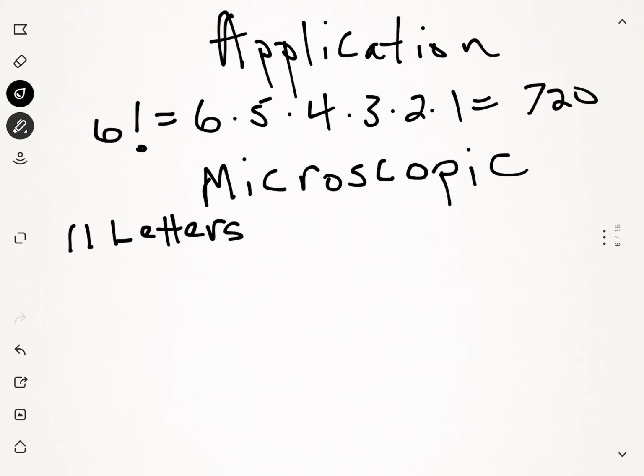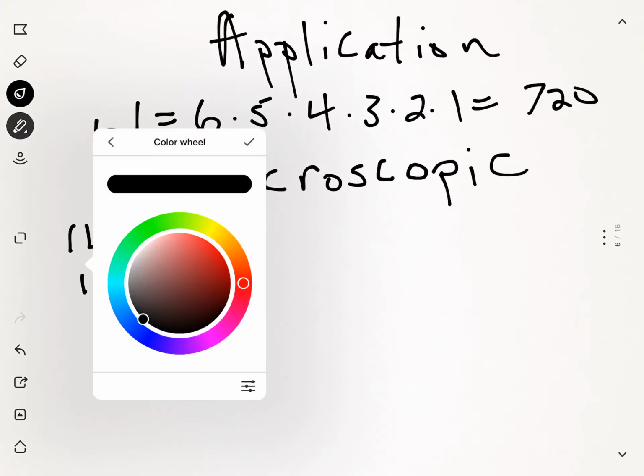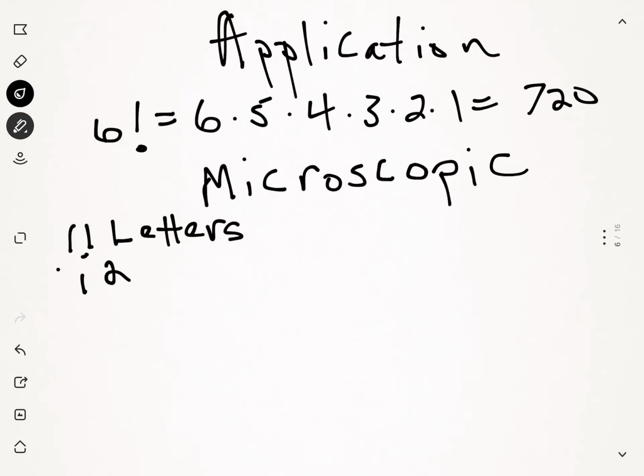However, the letter I appears twice. So let me just write this 2. So there are 2 I's. The letter O appears twice. So there are 2 O's. And the letter C appears 3 times.